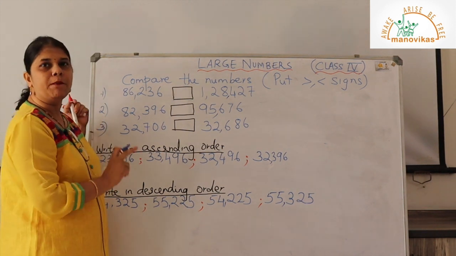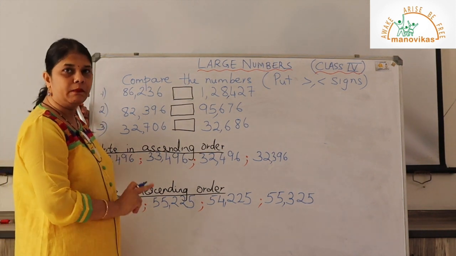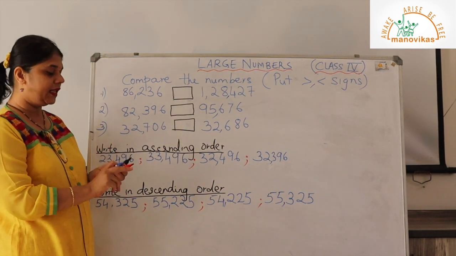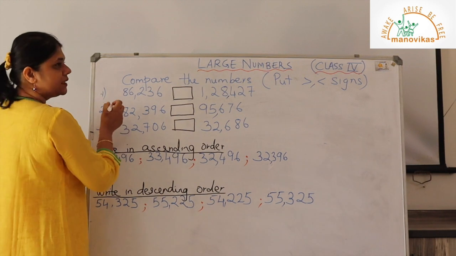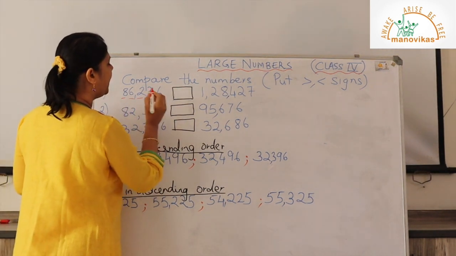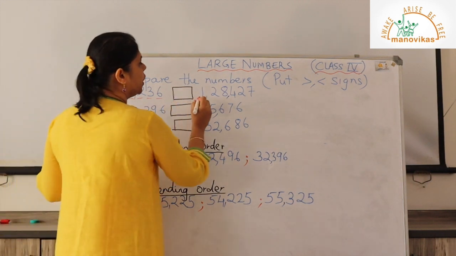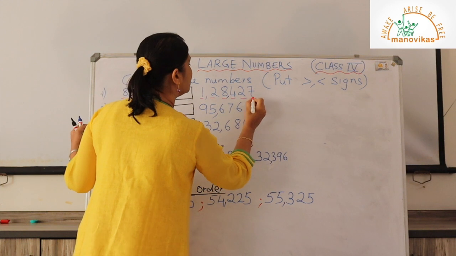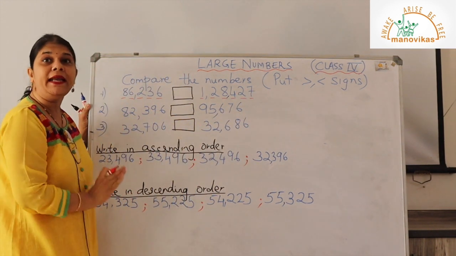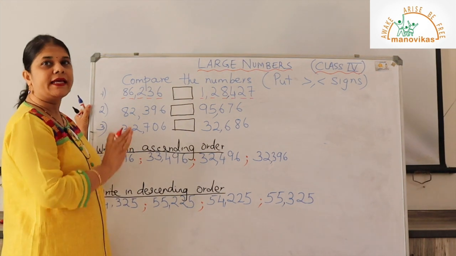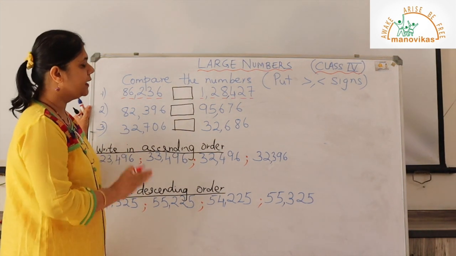If you want to compare any two given large numbers, first you need to count the number of digits in that number. See the first example: 1, 2, 3, 4, 5. There are 5 digits here. On the other side, there are 1, 2, 3, 4, 5, 6. So, by now we all know that a 6-digit number is greater than a 5-digit number.